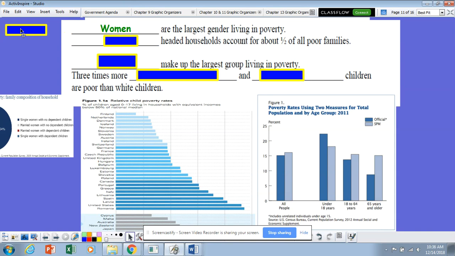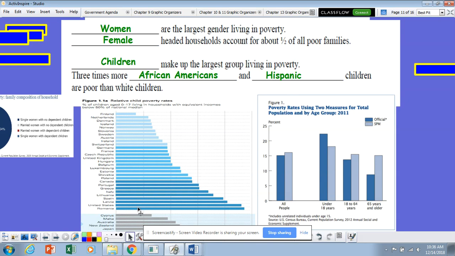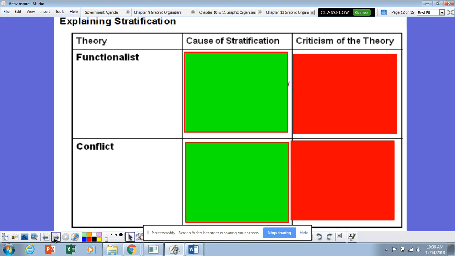Women are the largest gender living in poverty, and female-headed households account for half of the poor families. Children make up the largest group of people living in poverty. Three times more African American and Hispanic children are poor compared to white children.